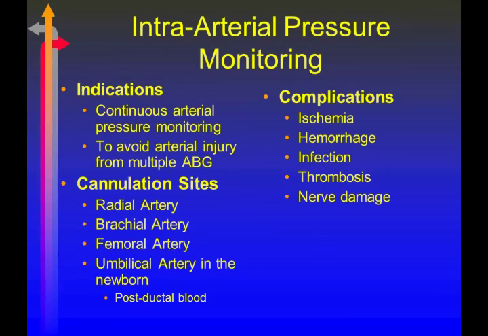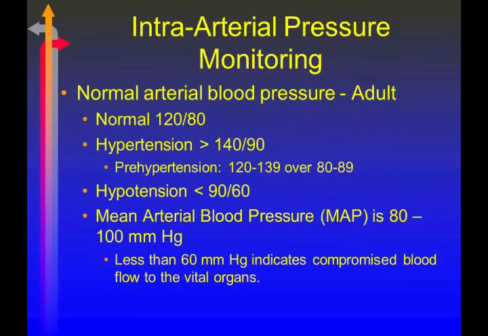We know that we can monitor blood pressure continuously by placing an arterial line. From last semester we talked about different cannulation points. Typically it's the radial artery, could be the femoral artery, or the umbilical artery in the newborn, remembering that is postductal blood. And then there are various complications of monitoring in that process.